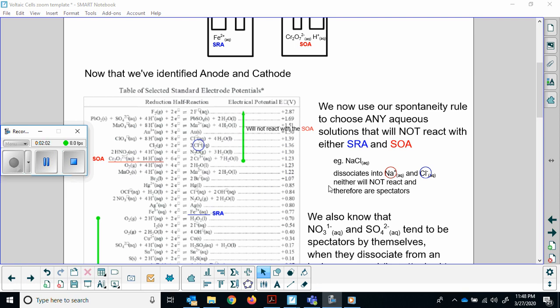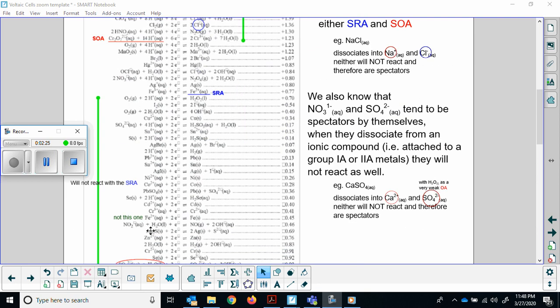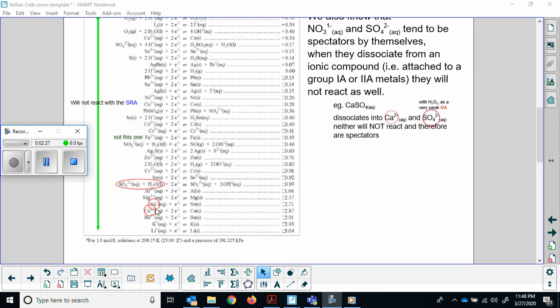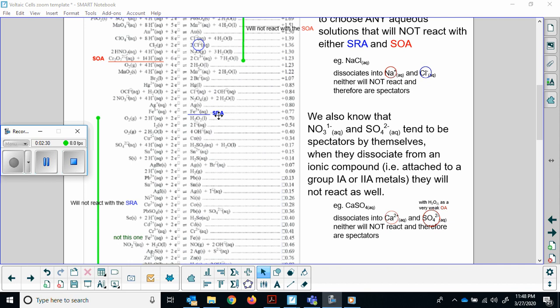Let's look at an example. Sodium chloride in water, sodium chloride aqueous, dissociates into sodium ions and chloride ions. As you can see, the chloride ions are RAs that will not react with the strongest oxidizing agent. Also note that sodium ions are OAs, but very weak OAs that will not react with the iron 2+ strongest reducing agent.